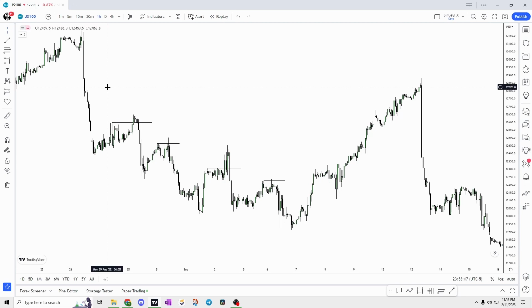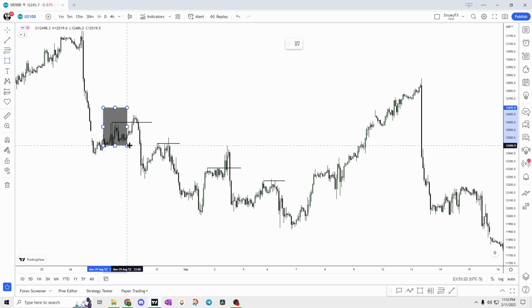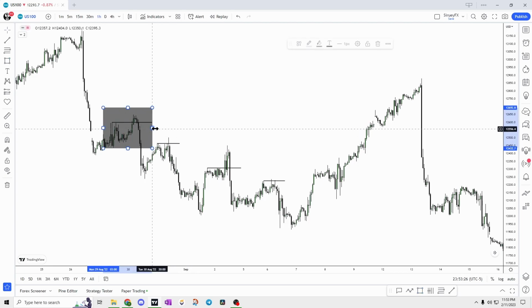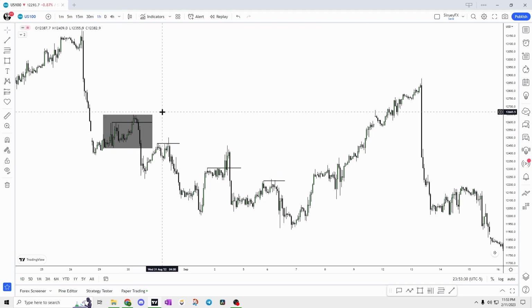So it does not make sense why we just grab squares and put it over some consolidations, or on top of consolidations, and say this is an original consolidation. It is not. It is not an original consolidation.